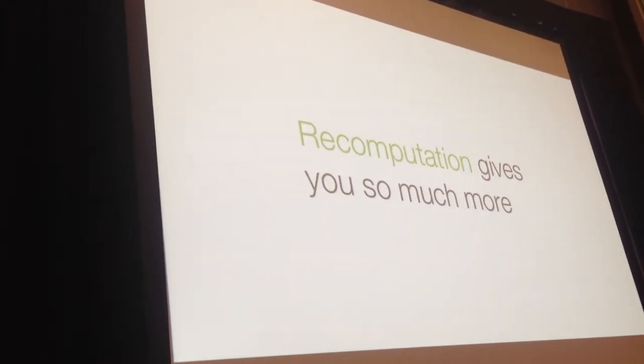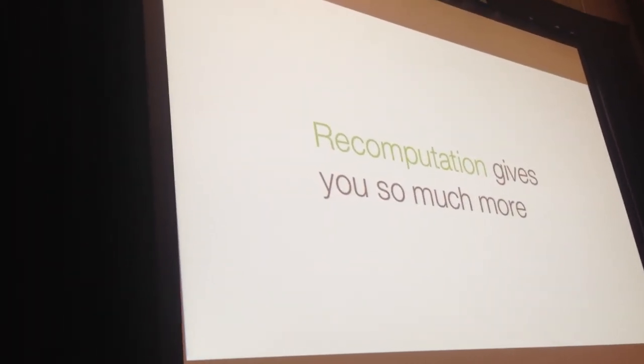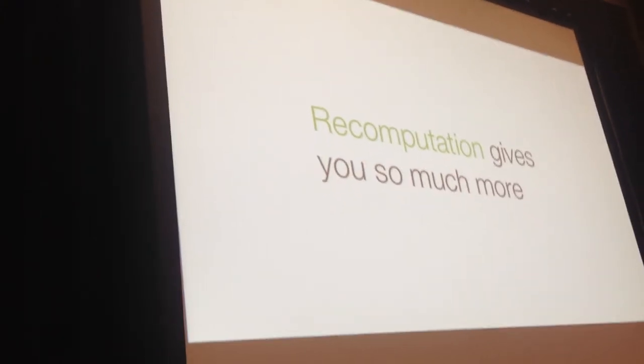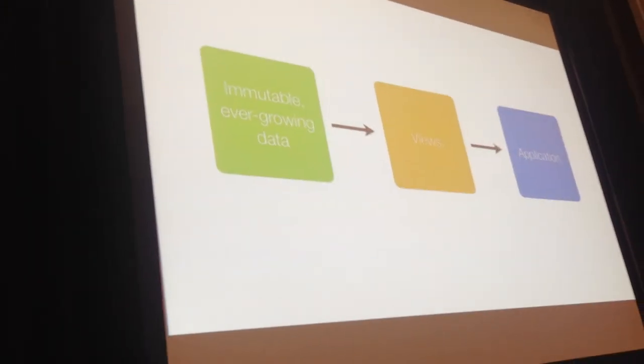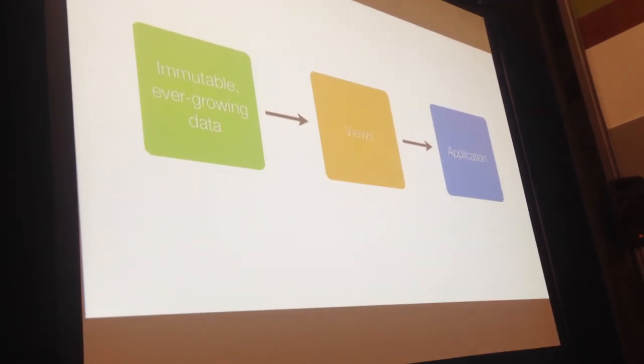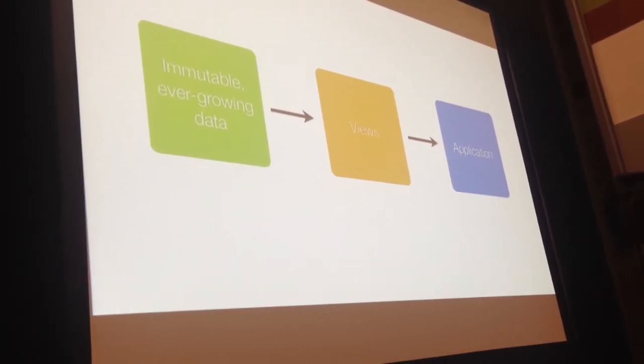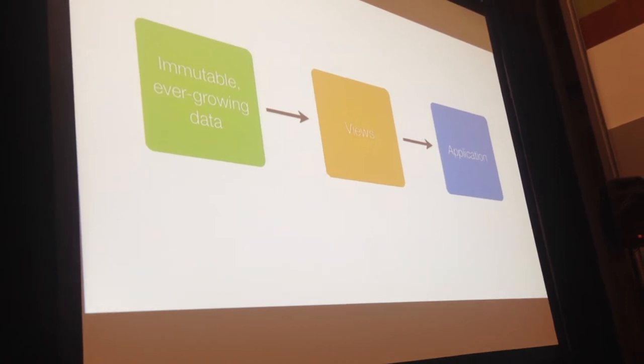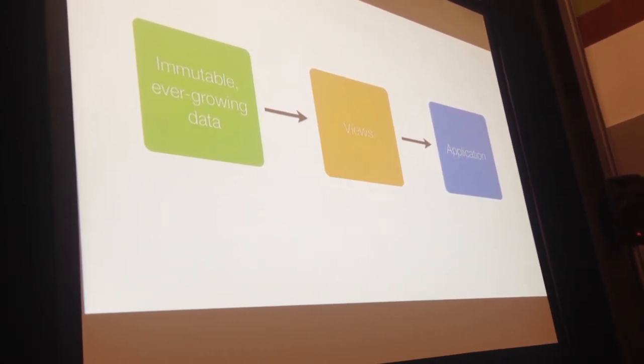But recomputation gives you so much more than just adapting to new requirements. And it works especially well in conjunction with immutability. Right? But consider the immutable architecture again. And now we consider what are some of the mistakes that can happen. Recomputation can help with a lot of those mistakes.